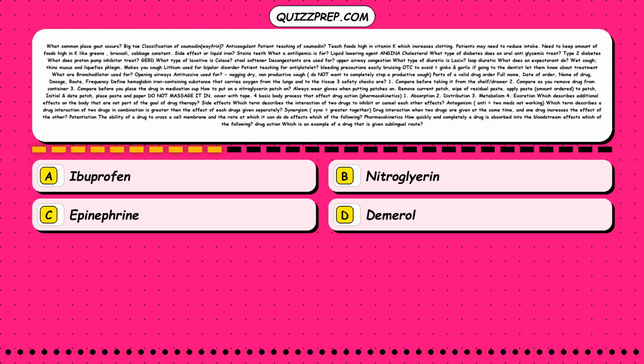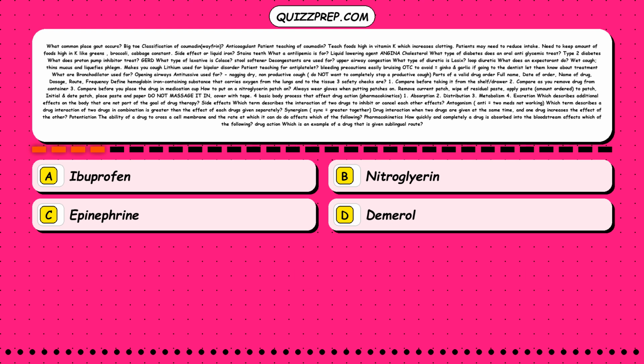The basic body processes that affect drug action, pharmacokinetics: 1. Absorption. 2. Distribution. 3. Metabolism. 4. Excretion. Which term describes additional effects on the body that are not part of the goal of drug therapy? Side effects. Which term describes the interaction of two drugs that inhibit or cancel each other's effects? Antagonism, anti meaning the meds are not working. Which term describes a drug interaction where two drugs in combination have a greater effect than each given separately? Synergism, syn meaning greater together. Which term describes when two drugs are given at the same time and one drug increases the effect of the other?